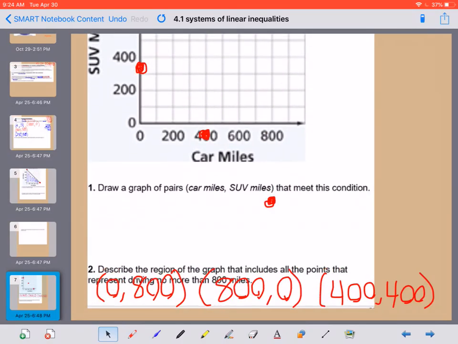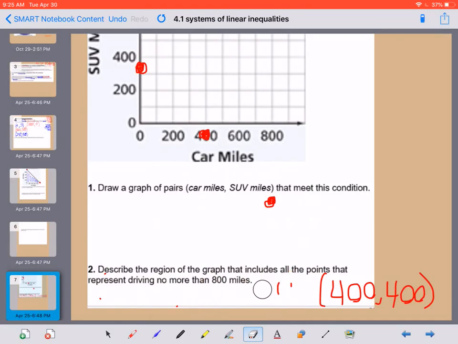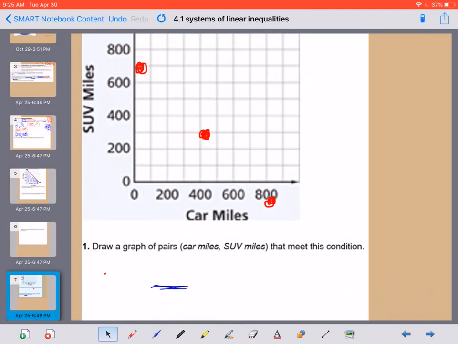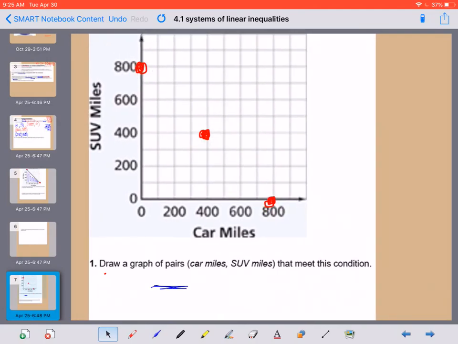The next question asks, describe the region of the graph that includes all the points that represent driving no more than 800. Now that's important, the word no more. See if you guys can come up with that region based on your graph. Remember your graph looked like that? Can you describe the region where all the miles would be no more than 800?